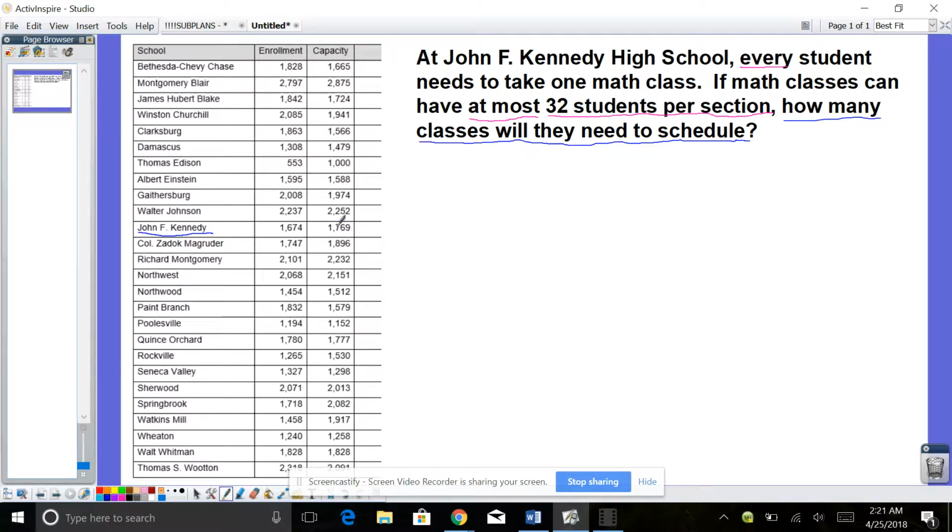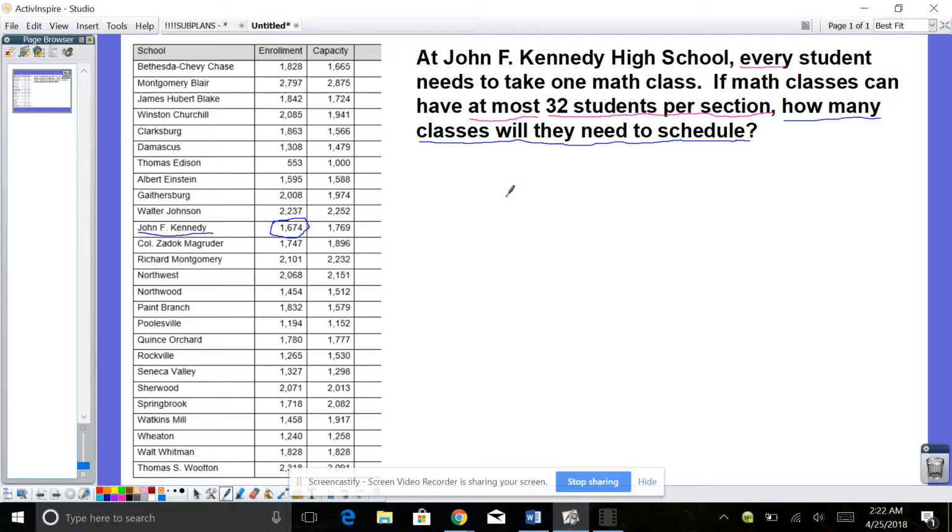All right. Now, if every student has to take class, I need to pick the number that shows how many students there are. The capacity is how many students could fit in the school, but the enrollment is how many students actually go to school. So this is the number I need because this many kids need to take math. Crazy. 1,674 students have to take math.